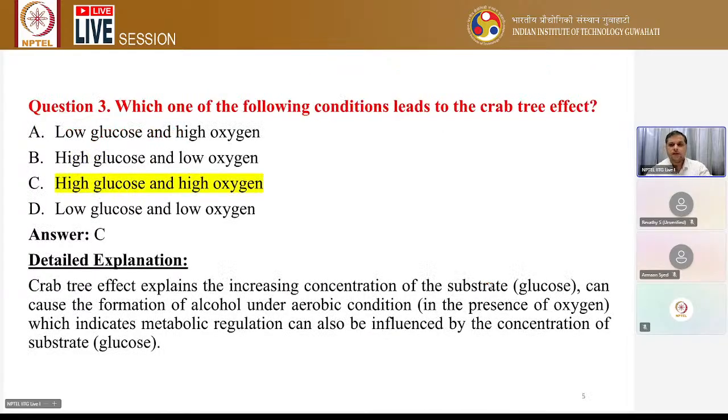The third question was, what is the Crabtree effect? The Crabtree effect explains that increasing the concentration of substrate, particularly glucose, can cause the formation of alcohol under aerobic condition. If you remember, alcohol is produced under anaerobic condition. But if you increase the concentration of glucose too high, then in the aerobic condition also alcohol is produced, which indicates the metabolic regulation is influenced by the high substrate concentration. So it refers to the high glucose concentration as well as the aerobic condition.